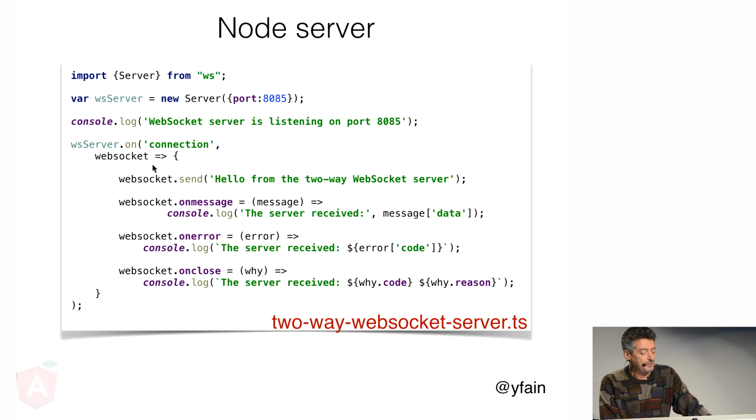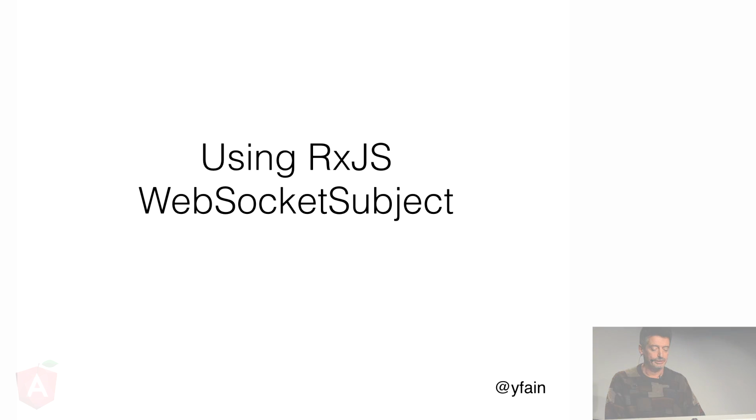So in this example, as soon as a client connects to me, I'm doing send. The client didn't ask me for anything, right? There's no request. I'm just saying, I want to say hello to you. So this is a data push. Using a RxJS WebSocket subject.